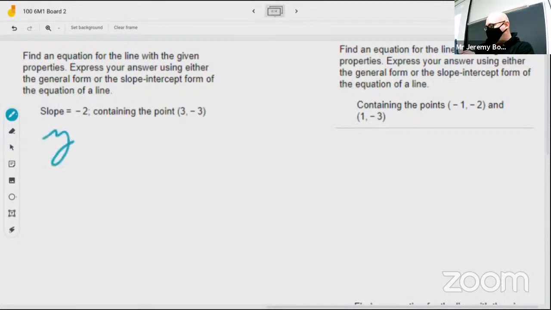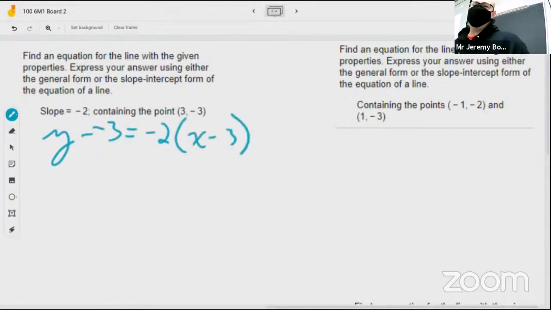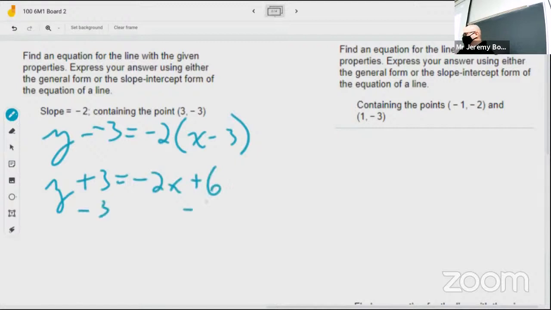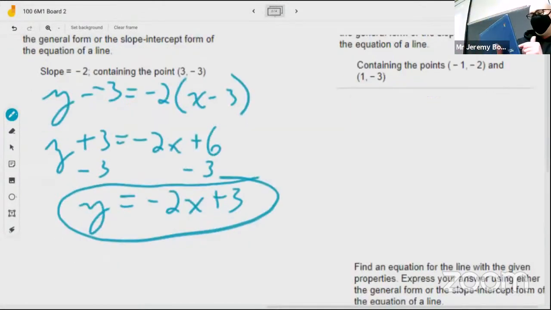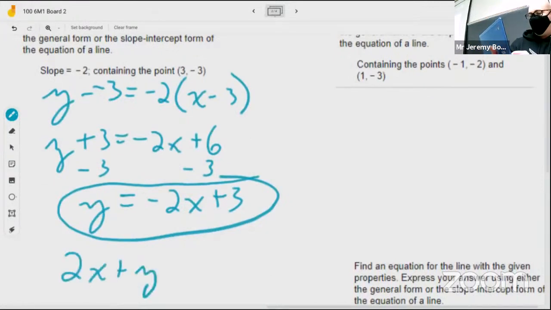We can say, well, y minus a negative 3 equals negative 2 times x minus 3. Simplify the left-hand side, we're going to make that y plus 3 equal to, let's distribute the negative 2, so negative 2x plus 6. And then we'll subtract 3 from both sides. Solving for y, y is equal to negative 2x plus 3. If you want it in general form, just move the 2x over: 2x plus y is equal to 3. Or if you want to do 1y, doesn't matter. Any questions on that one?